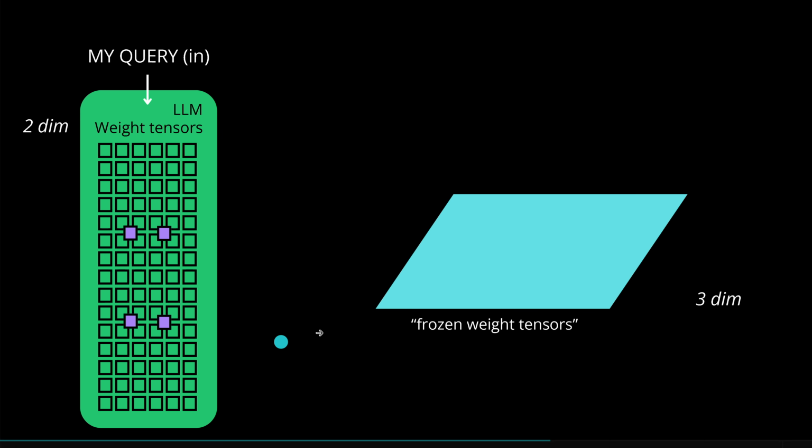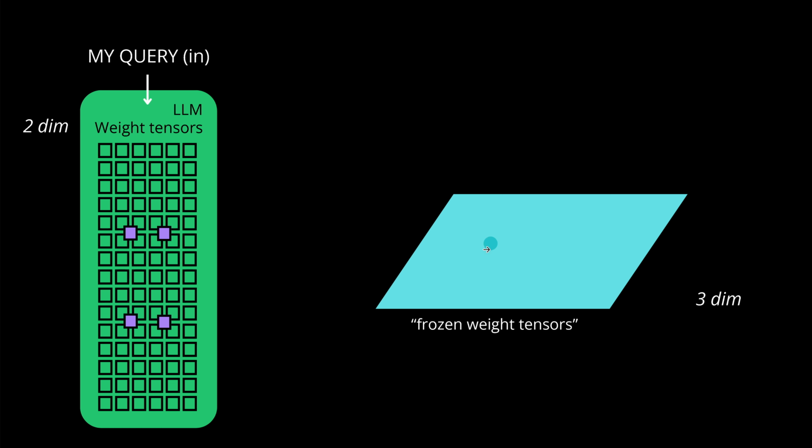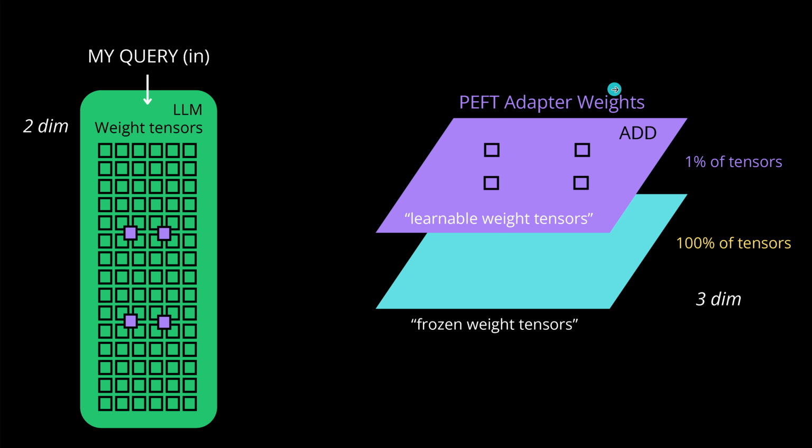We make it unchangeable. So those have values, but those values are frozen. And here we have the billions of weight tensors, frozen, but with a value. And then we have a second plane, if you want, where we now inject our PEFT adapter weights, for example, LoRA adaptations. So we add another plane where we have our 1, 2, 3, 4 tensors. And we add those tensors, but we make them learnable. Those weight tensors can be modified when the fine tuning happens.